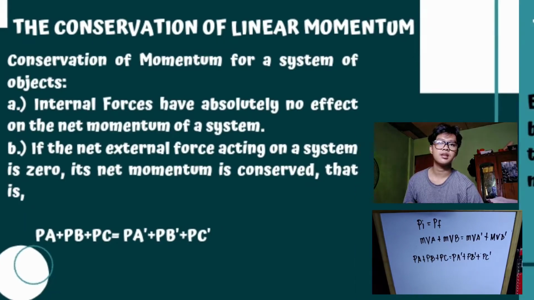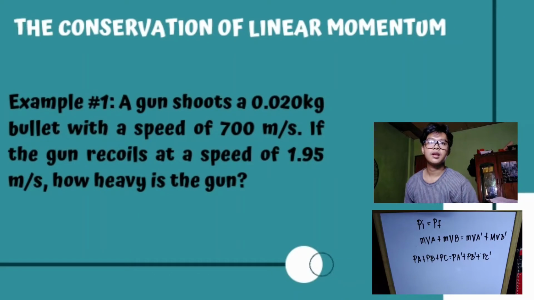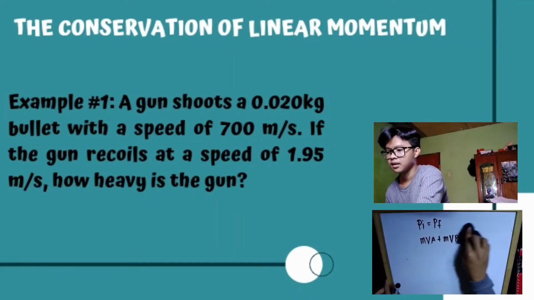So let's move to example number 1. A gun shoots a 0.020 kilogram bullet with a speed of 700 meters per second. If the gun recoils at a speed of 1.95 meters per second, how heavy is the gun? With this problem, our system is the gun and bullet, both at rest initially. They then gained motion: the bullet moved at 700 meters per second, and the gun recoiled at 1.95 meters per second after the trigger was pulled.